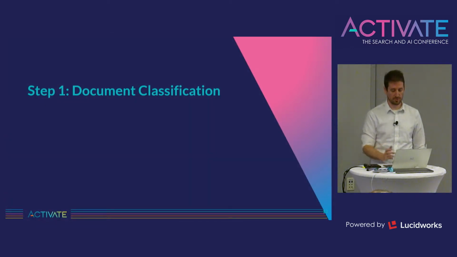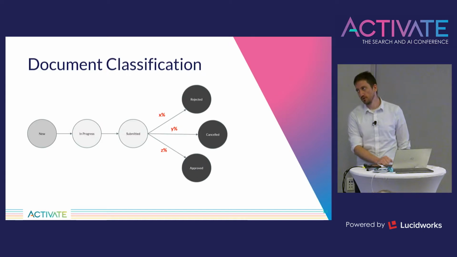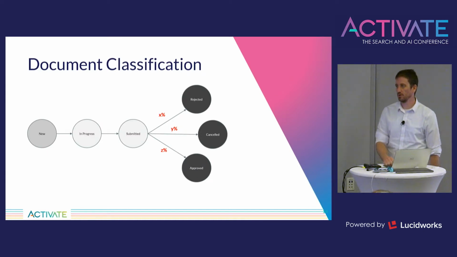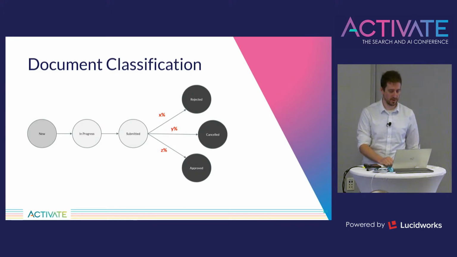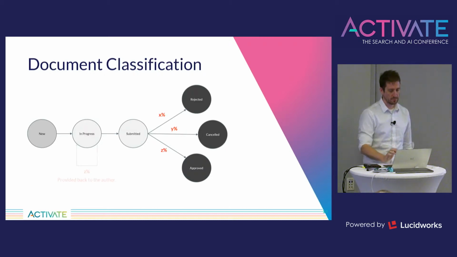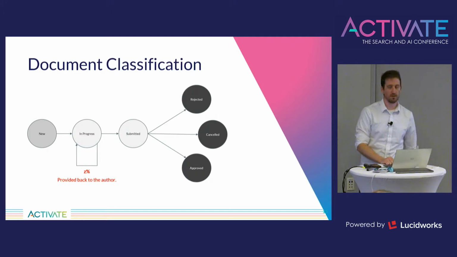So step 1, the document classification. On our workflow, what we're after here are the red X, Y, and Z's in the workflow. We want to know the probability that a document will be rejected, canceled, or approved. And we want to take that percentage and pass it back to the author while the document is in progress.